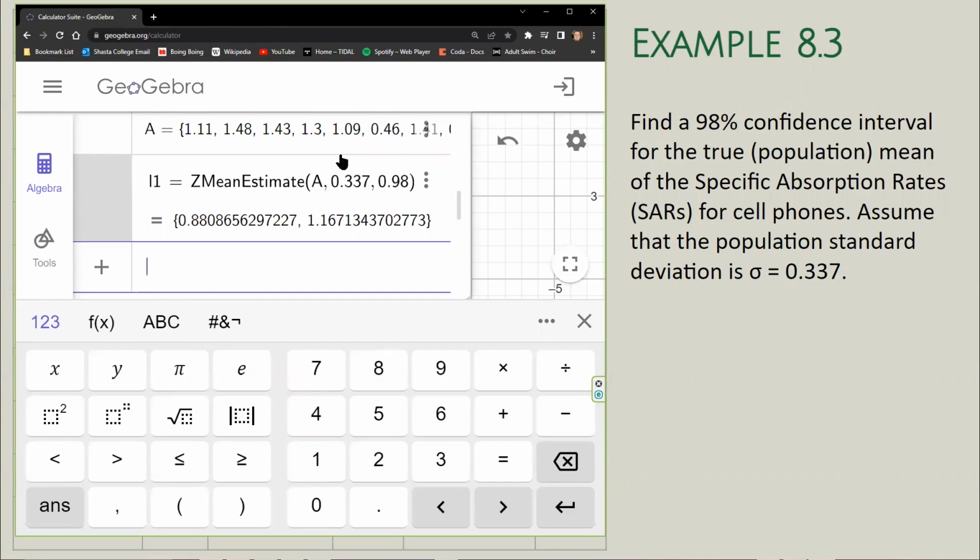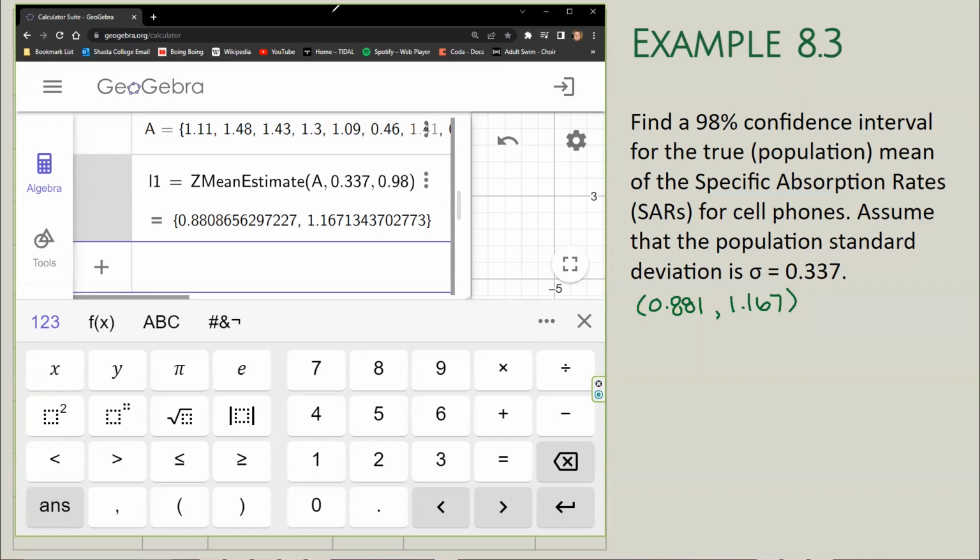And you'll notice that GeoGebra does a similar thing to the TI. It spits out a pair of values. I am going to round them to 3 decimal places, just like I did that last set. So we know that our confidence interval is from 0.881 to 1.167. So we can be 98% confident that that true population mean for the SARs for cell phones is between 0.881 and 1.167.